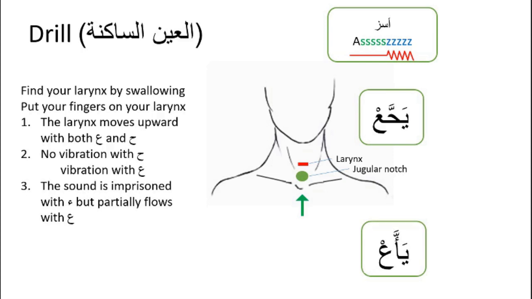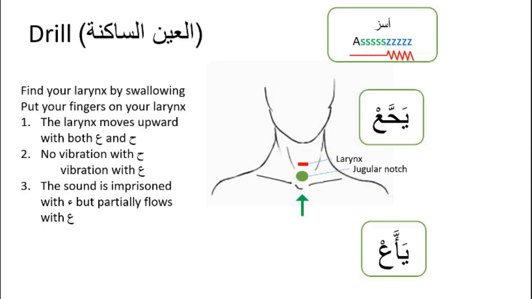Another difference that you need to be able to recognize is the difference between Hamza and Ayn. So for Hamza, the sound is imprisoned because it is a letter of shidda, it has shidda. But sound partially flows with Ayn because this letter has tawassut or bayniyya. So if you say ya, ya, ya, you can feel that the sound is imprisoned. But if you say ya, ya, you feel that sound partially flows.